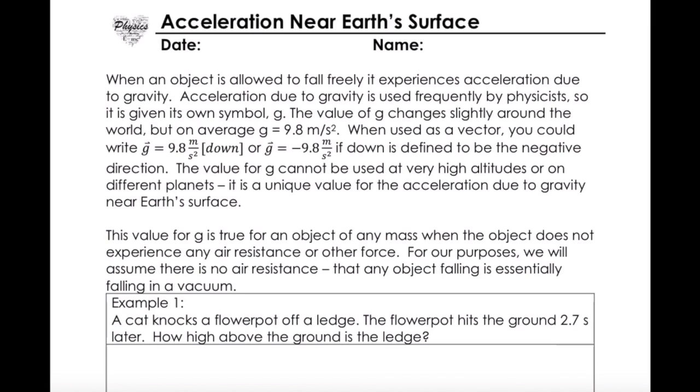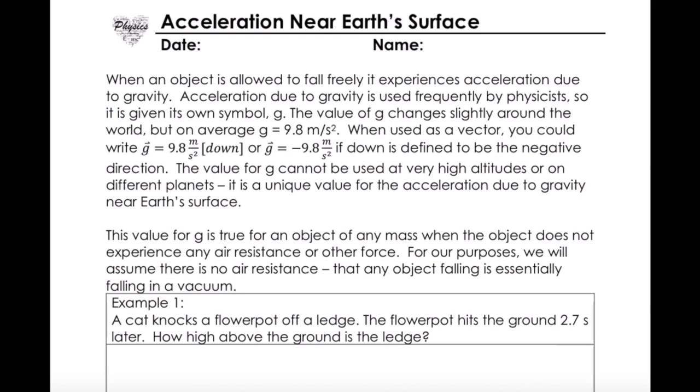Bring acceleration of an object near Earth's surface. So all objects that are near Earth are going to experience acceleration due to gravity whenever they're let to free fall. The acceleration due to gravity we actually use quite frequently, so it has its own symbol of g. But it is an acceleration, so a or g would be the variable for this.